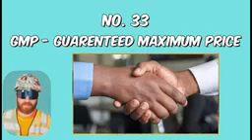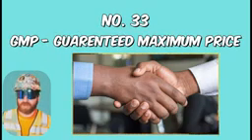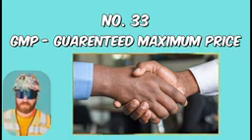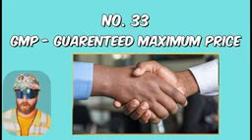GMP, or guaranteed maximum price. This is a type of owner-contractor agreement in which the dollar amount reflects the highest amount of labor, materials, and profit a contractor can charge. If there is a scope increase or decrease, your total GMP value can actually go up or down based on that.